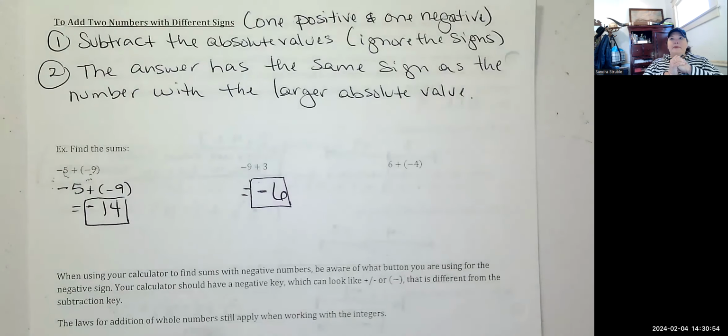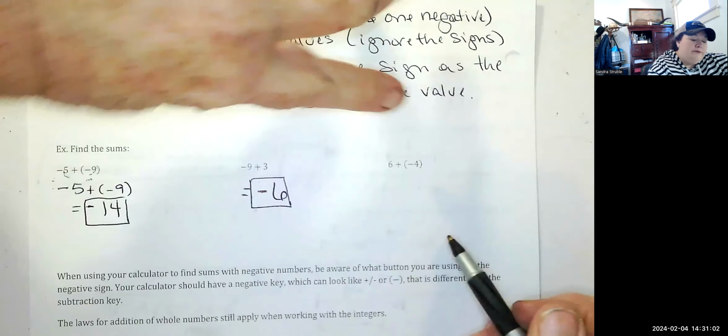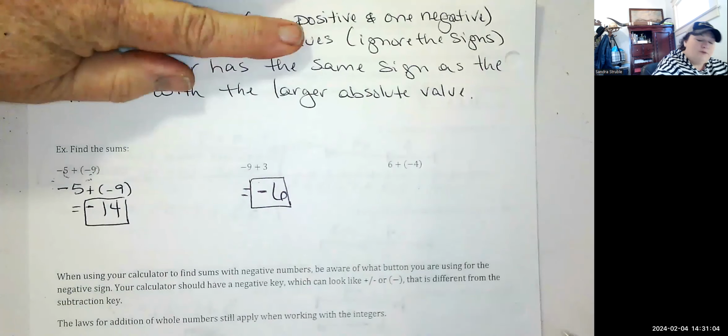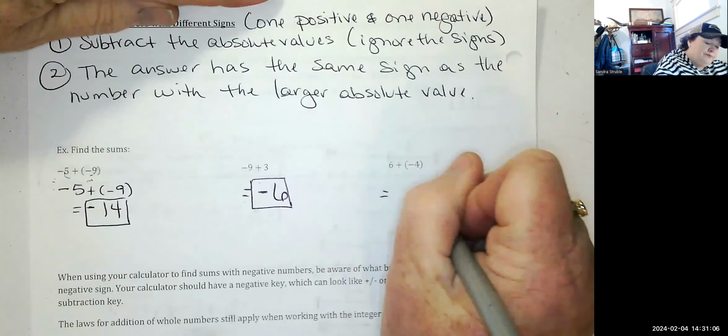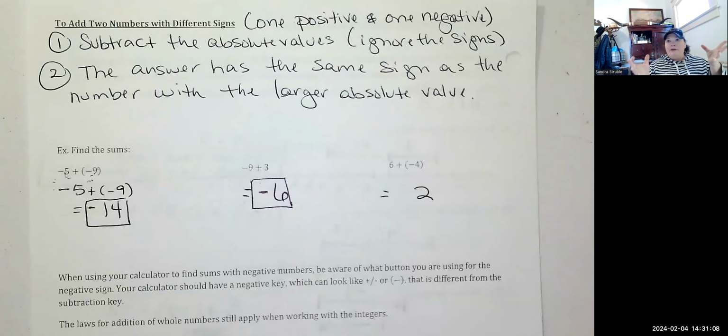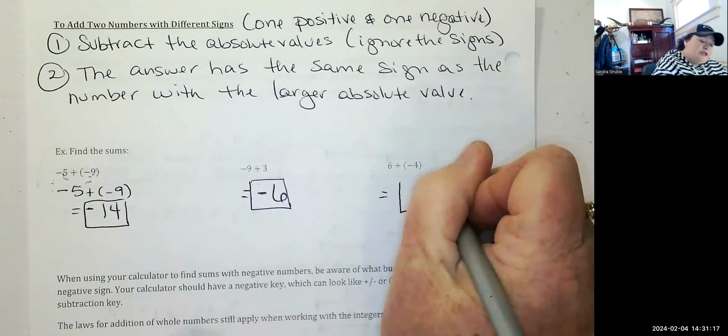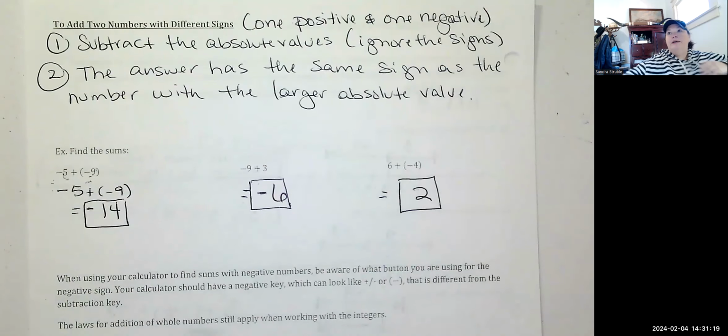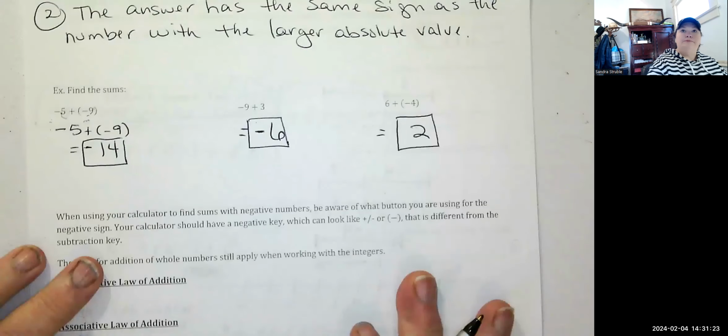The next two, 6 and -4, have different signs. We're going to do the same thing we just did with the last one. We're going to ignore the negative, and we're going to go just 6 minus 4 is 2. Now, the next piece of it is look at the 6 and the 4. Who's larger? 6 is larger than 4. So we take the sign of the 6, which is positive, and our answer is just 2. You do not put +2. It just keeps it cleaner if you don't, but it is +2.